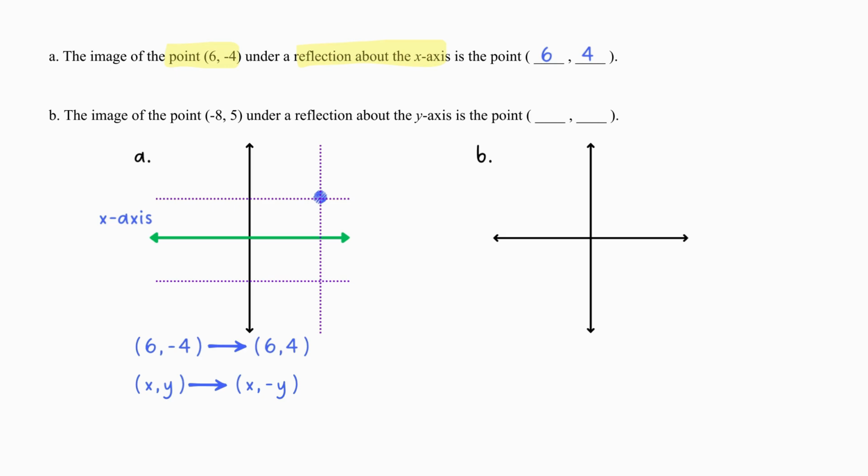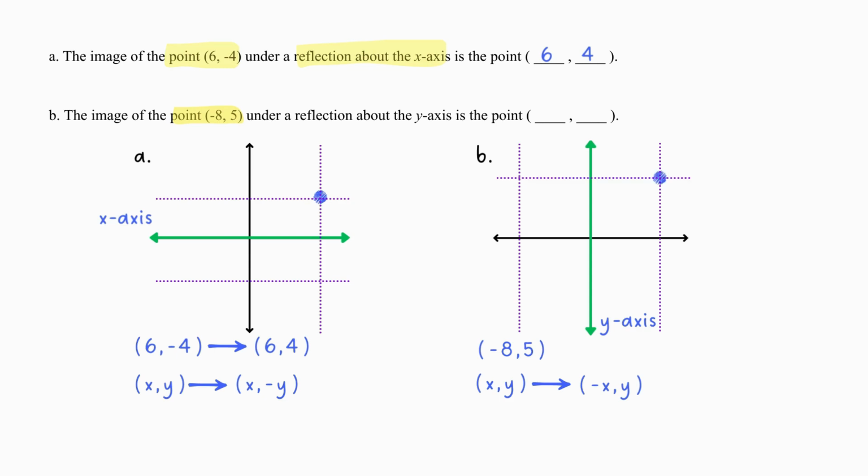For part B, we are starting with the point (-8, 5). This time, our mirror is the y-axis. This is the vertical line running up and down. When you reflect across the y-axis, the y-coordinate, which is the second number, stays the same, while the x-coordinate, the first number, switches its sign. So the x-coordinate changes from -8 to 8, while the y-coordinate stays 5. So the coordinates for the image are (8, 5).